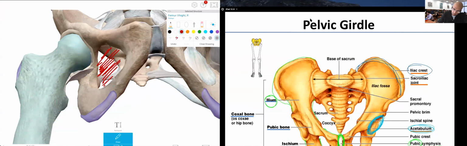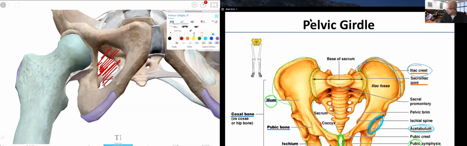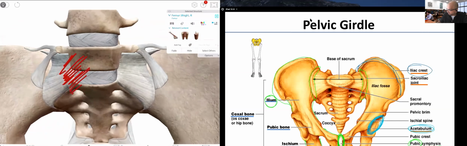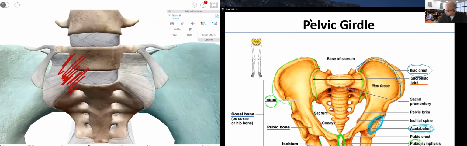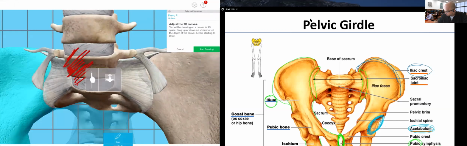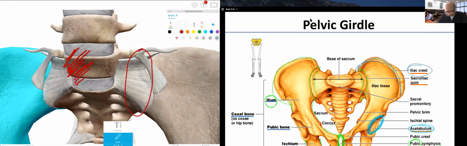The two joints that will be located between the sacrum and the iliac bones, those are my sacroiliac joints on both sides of the sacrum on here. Those are my sacroiliac joints.